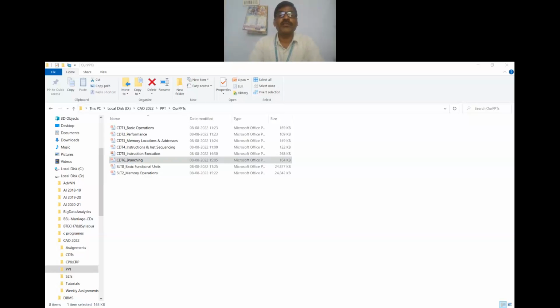The learning objectives of today's session are to develop the students' understanding of how the branching operation will be implemented when we are executing a program with a branching instruction, and how the memory addresses are generated when we are making use of this branching instruction.